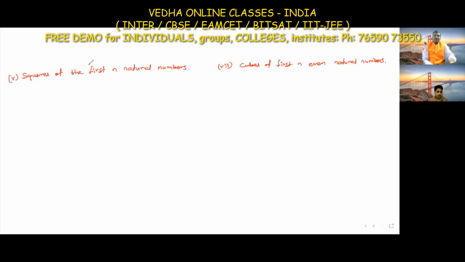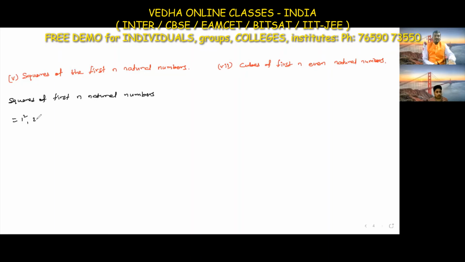Now the next question, the fifth question: squares of the first n natural numbers. What are the n natural numbers? Squares of the first n natural numbers.